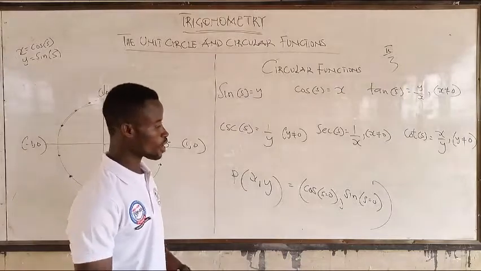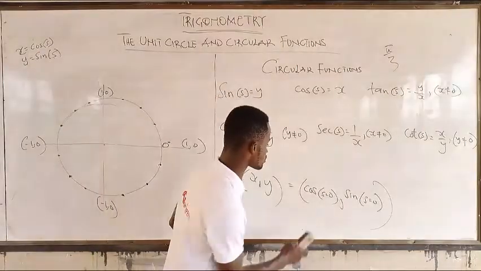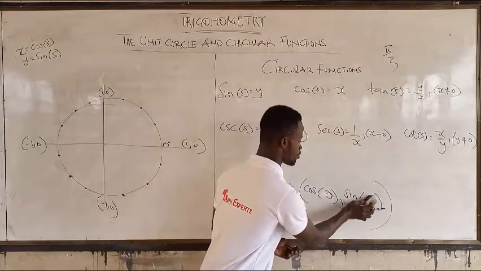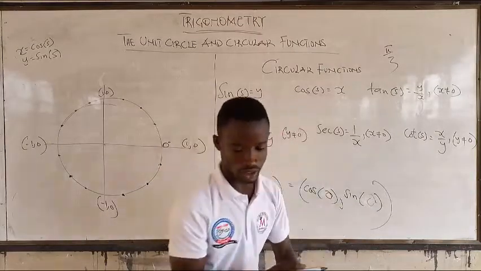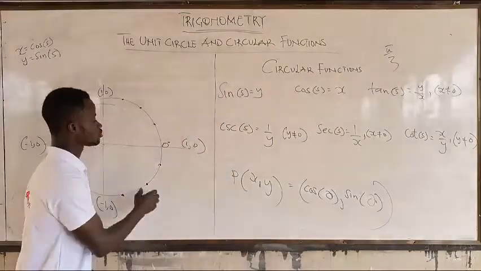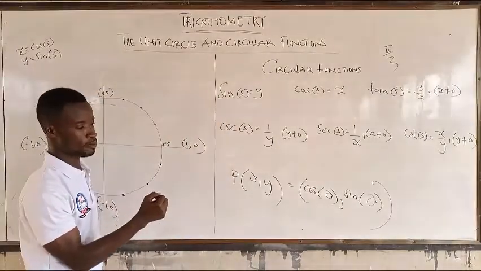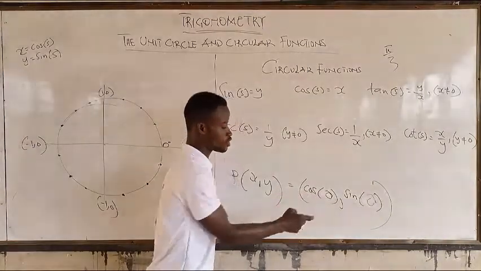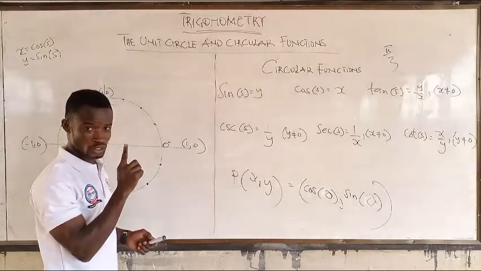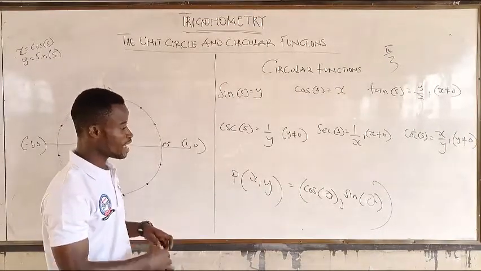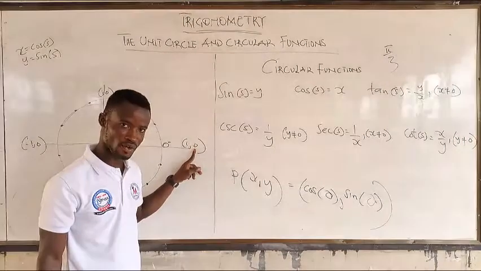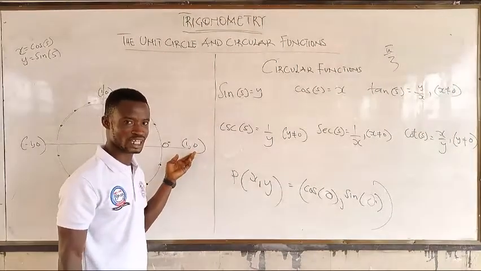Very good. So when you press cos 0, what will you get? And when you press sine 0, what will you get? I'm showing you how to derive it. So cos 0 is going to give you 1, and sine 0 is going to give you 0. So that is where this point is coming from.